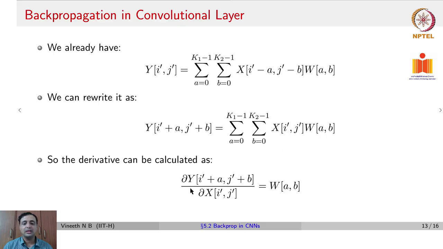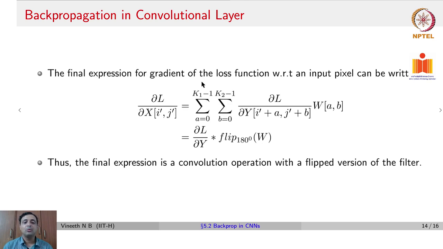So this is the quantity that we have for ∂Y at a particular pixel location with respect to ∂X at I′, J′. Let's now plug this back. We have ∂L/∂X at I′, J′ to be, for all the pixels in the region P, ∂L/∂Y at one of those pixels times W_AB for this choice of A and B. Once again, this becomes interesting.